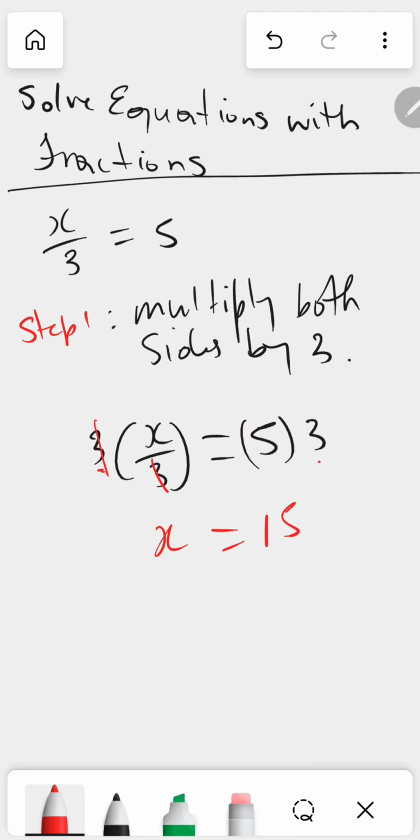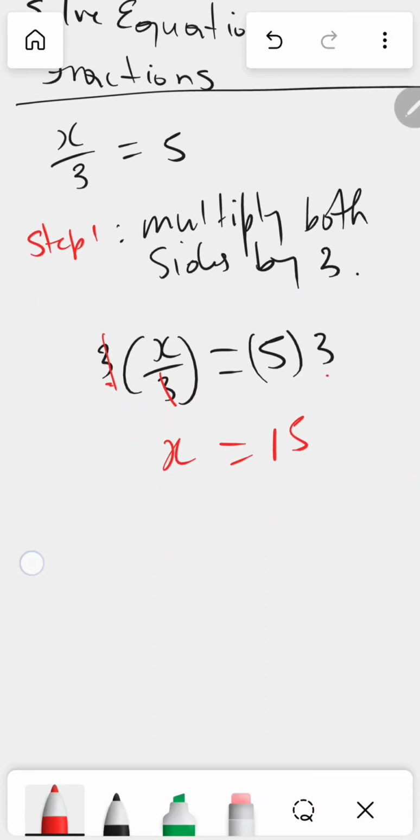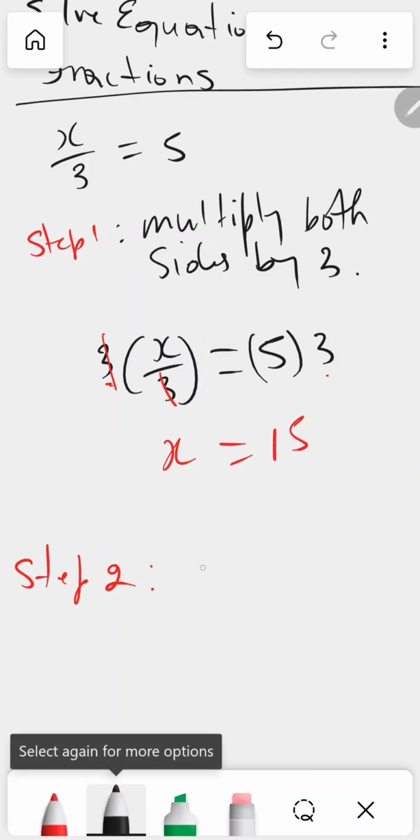Simple, right? Alright. Step 2 in this equation, you check your answer. It is our rule from day 1. When we find what x is, we should go ahead and check to ensure that it is correct. So our step 2, we are going to check the answer.